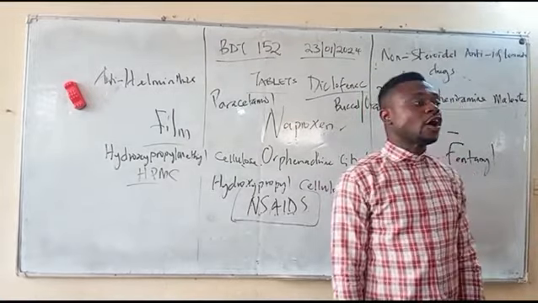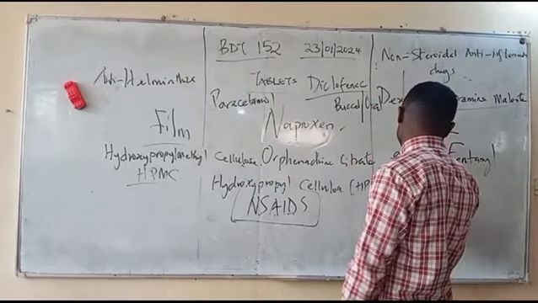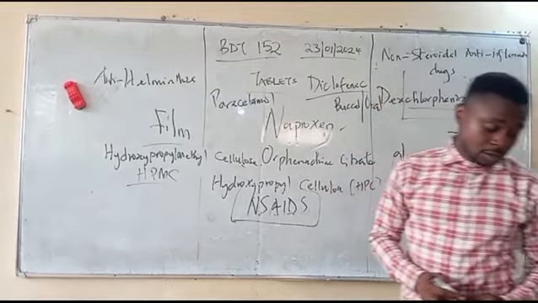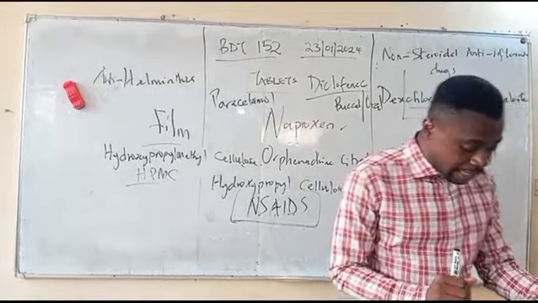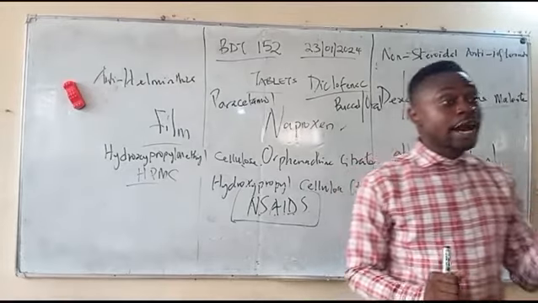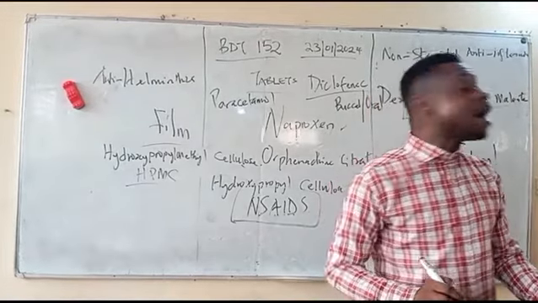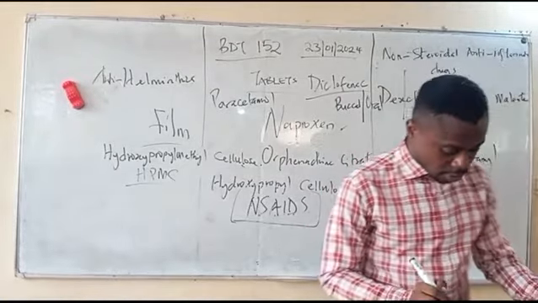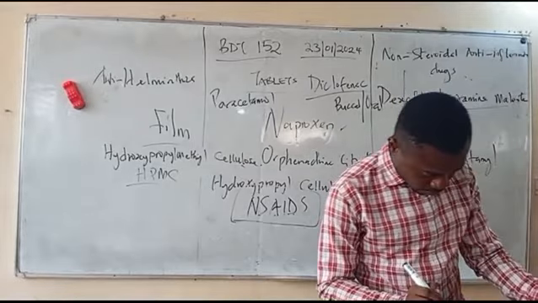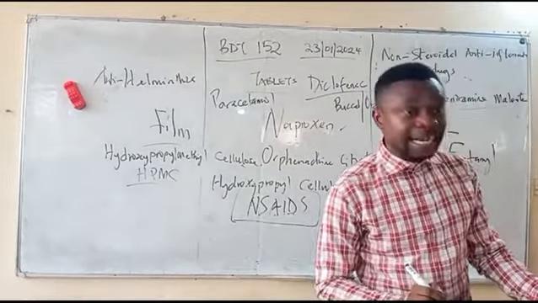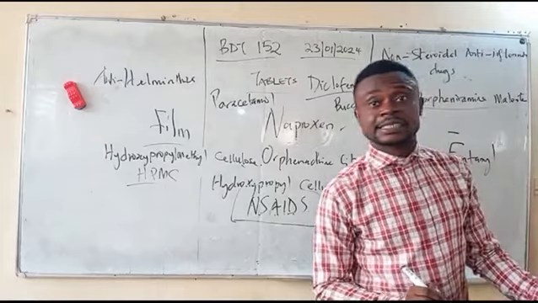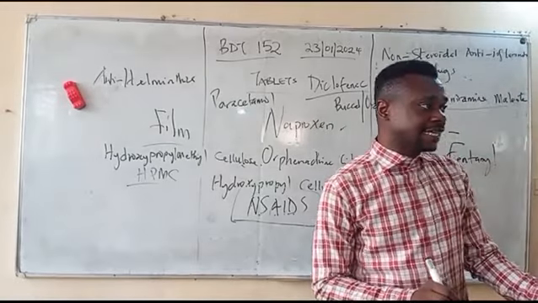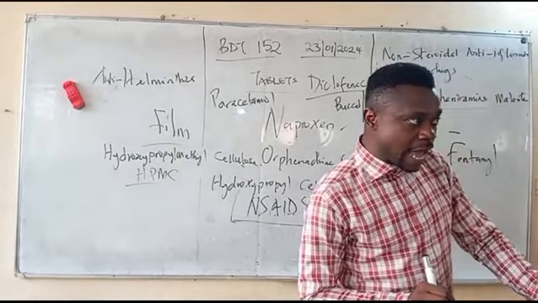Sublingual tablet. Sublingual tablet is used where? In the oral cavity. So sublingual tablets. These ones, they are formulated as candy. You know what candy is? Yes. Candy. So formulated as candy, and they are used where?